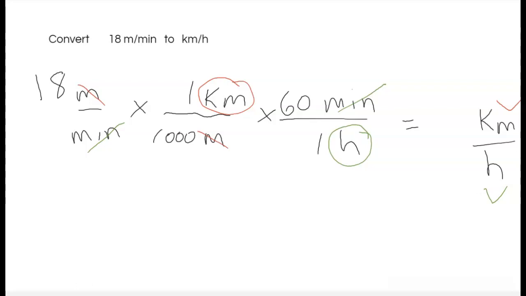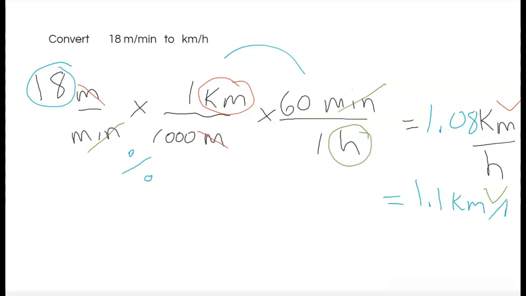So that will give me 18 divided by 1,000 because it's in the denominator, but then times 60. So 18 divided by 1,000 times 60 is giving me, I'm getting my raw value as 1.08. If we were considering significant digits, I have 2 sig figs here, so I want to round that to 1.1 kilometers per hour. So hopefully you did okay with that.